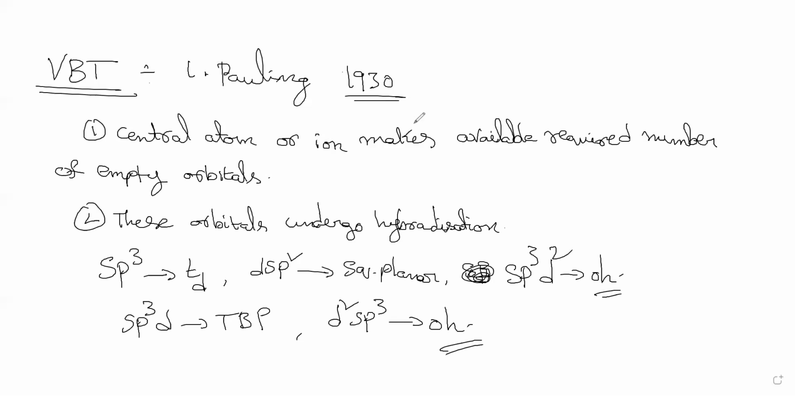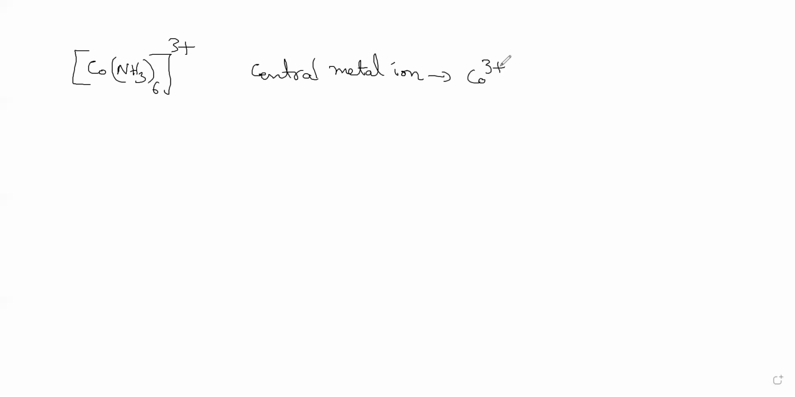Now, the first example we take is [Co(NH3)6]3+. This is an octahedral complex. So first thing is, what is the central metal ion? Central metal ion is cobalt 3+. That is our central metal ion. So we'll solve this slowly.